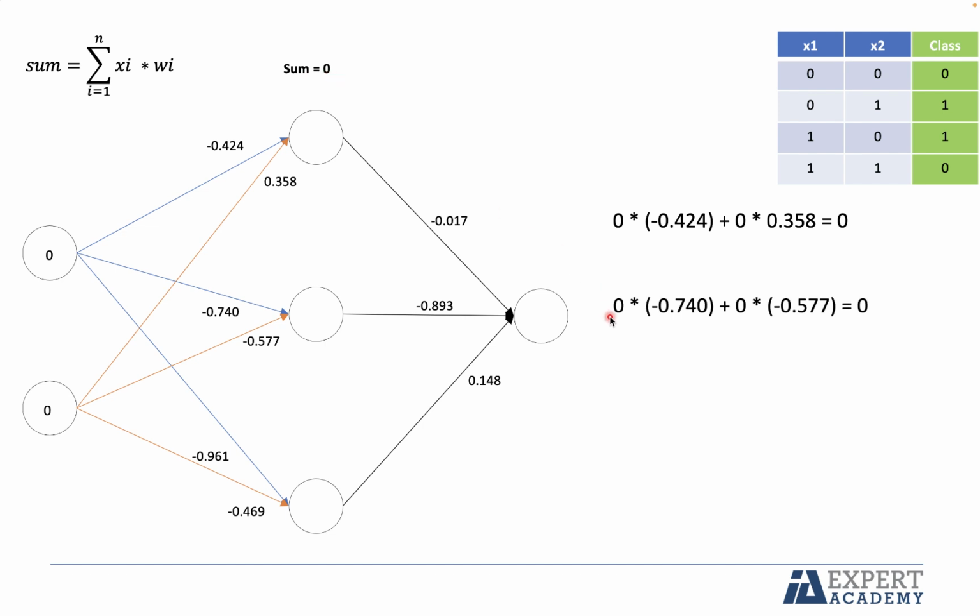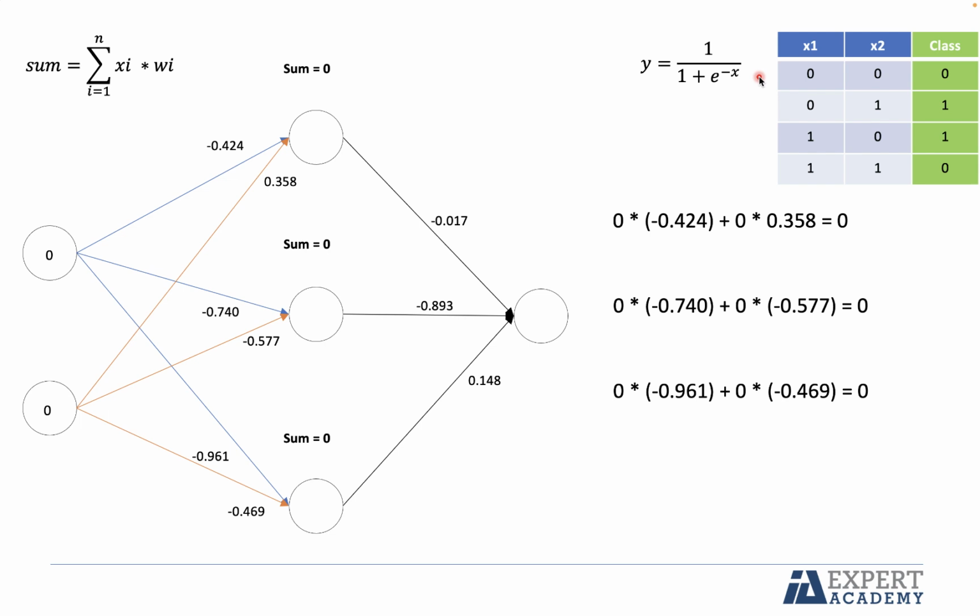Now we move on to the next neuron. Input times weight plus input times weight. As you can see here, the result is also 0. Now we move on to the third neuron of the hidden layer and apply the same calculations. Input times the weight plus input times the weight. The result is 0. Now we need to apply the activation function.